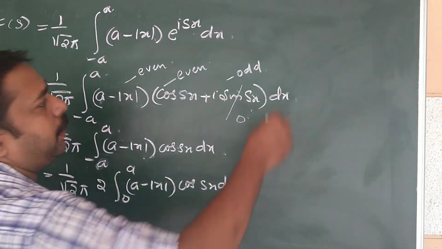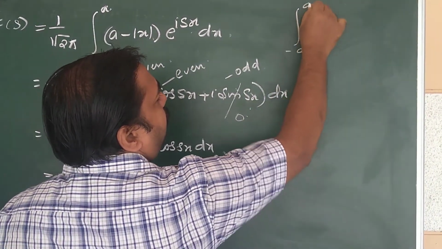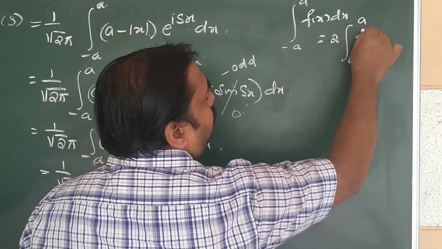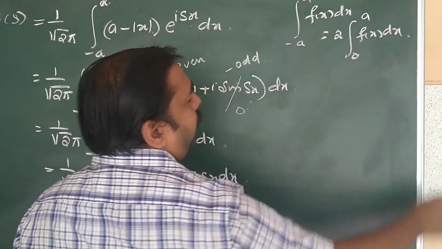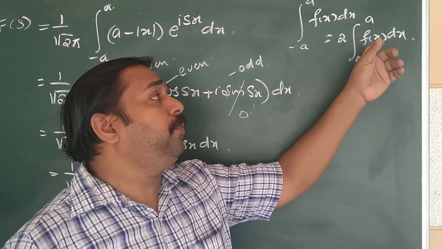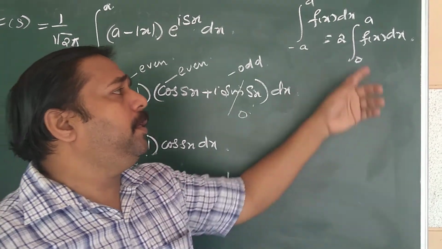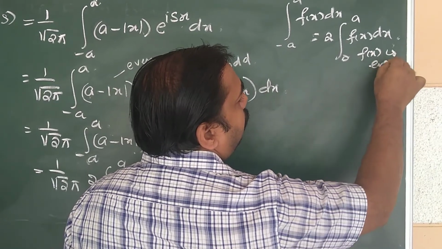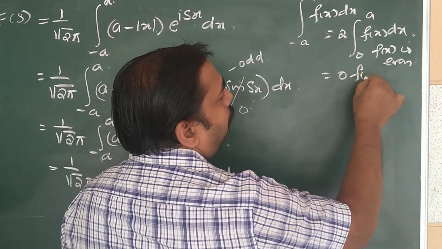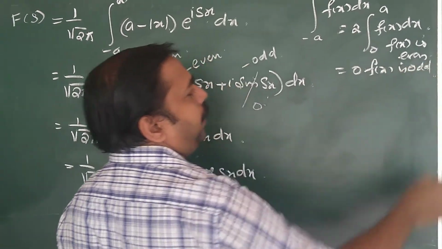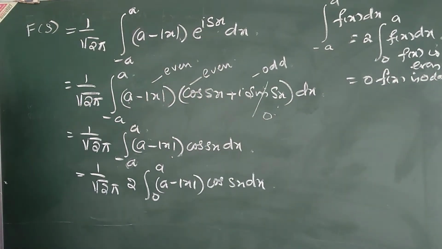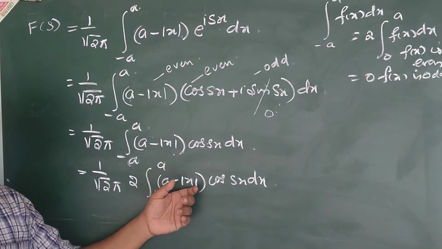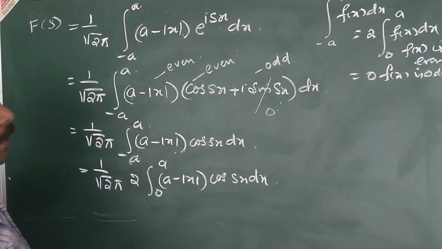That is a property of integration: the integral from minus a to a of f of x dx is equal to 2 into the integral from 0 to a of f of x dx if f of x is even, and it is equal to 0 if f of x is odd. So that property we can apply here. So this is equal to 1 by root 2 pi, 2 into the integral from 0 to a of a minus mod x cos sx dx.